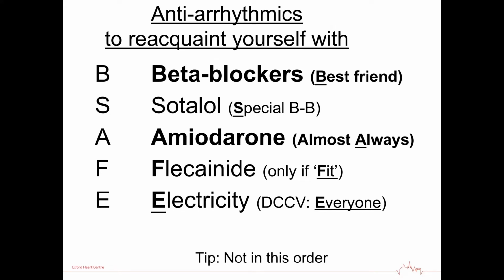Sotalol, think of it as your special beta blocker. So it's a beta blocker with extra antiarrhythmic capacity. It's a class 3 agent on that very funny thing you might remember from med school called the Vaughan-Williams classification. So it's a bit like amiodarone, and it has that extra ability to cardiovert people back or keep them in sinus rhythm.